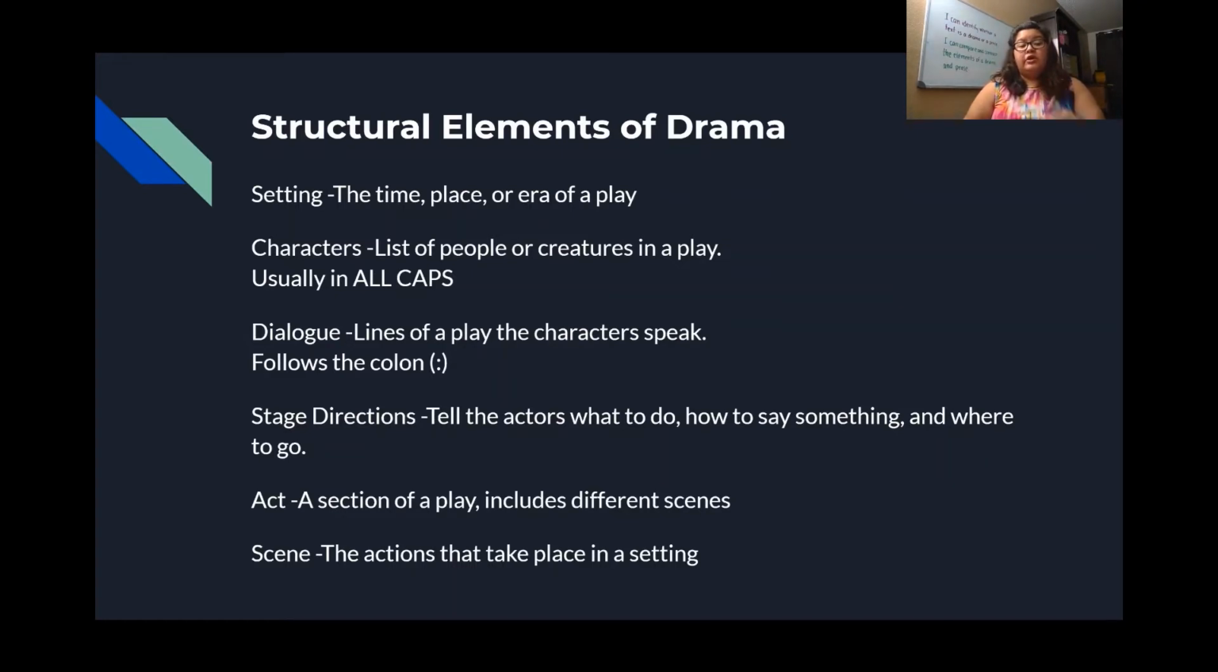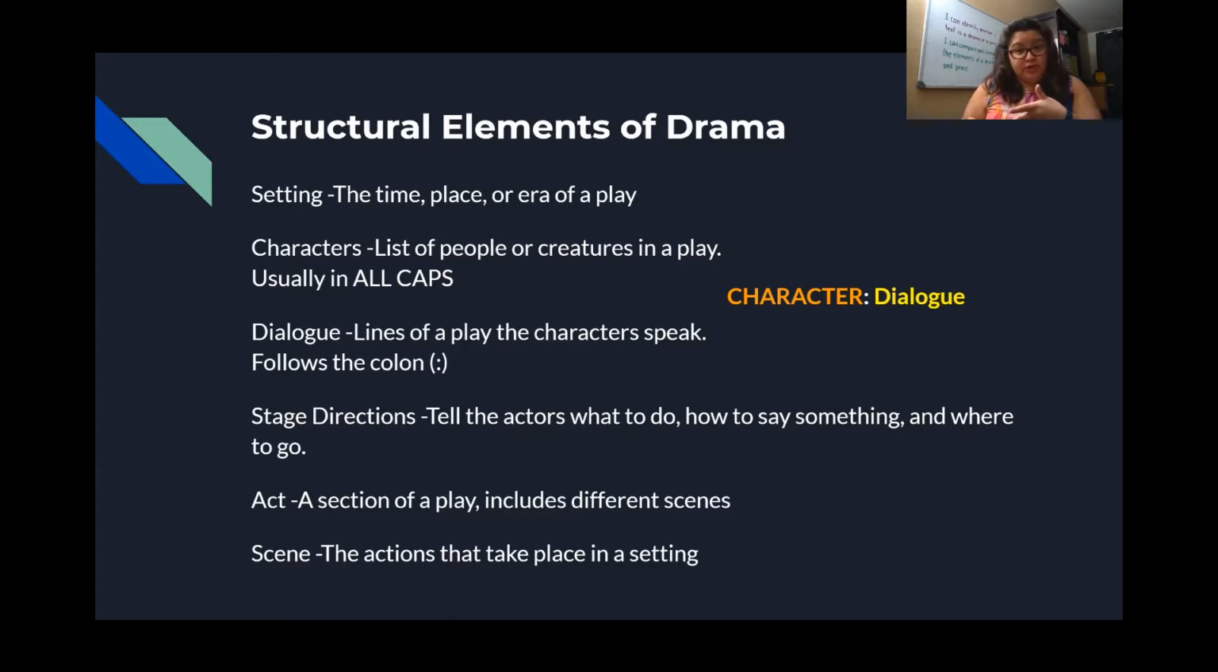Next piece are characters. That's just a list of people or creatures that are in a play. And when you are reading your drama, the character's name is usually in all caps. The next piece is dialogue. Dialogue is the lines of the play that the characters speak, and it follows the colon. So it'll be the character's name in all caps, colon, and then the dialogue of what they say.